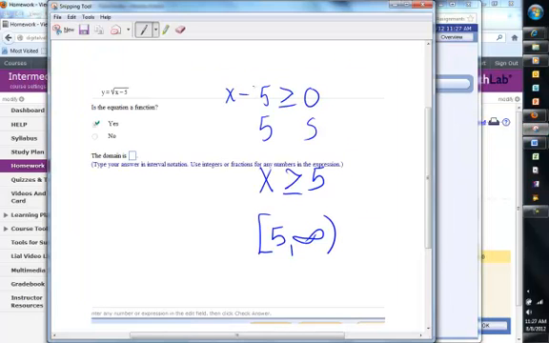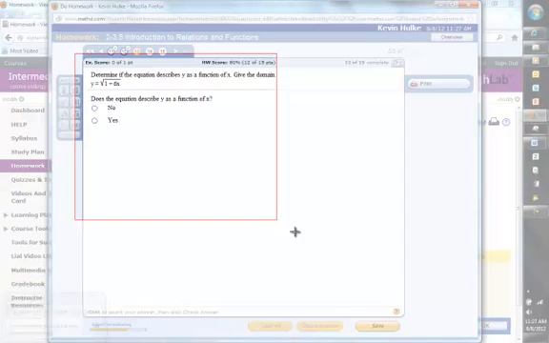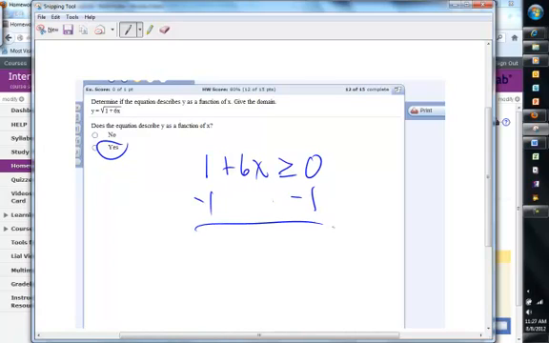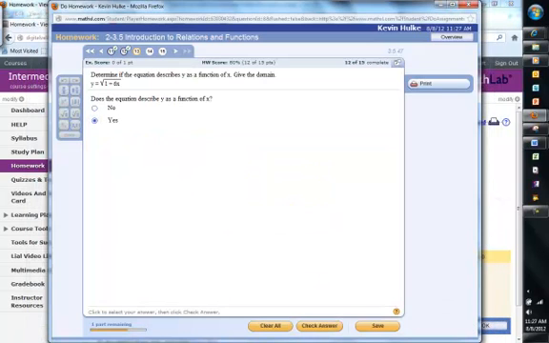All right, number 13, same kind of thing. We need to do a little bit of algebra first. Is it a function? Yes, it will be a function. So what is the algebra? Well, 1 plus 6x has to be greater than or equal to 0. Subtract 1 from each side. You get 6x has to be greater than or equal to -1. Divide by 6. X has to be greater than or equal to -1/6. All right, so in our function notation, it's -1/6 to infinity.